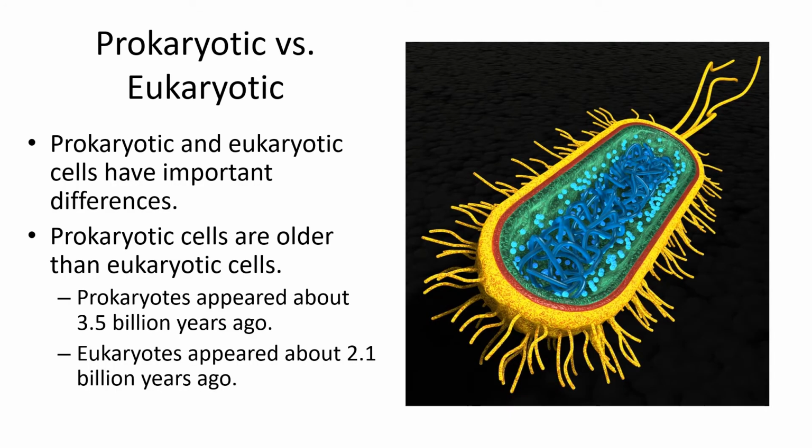Now, prokaryotes and eukaryotes are going to have some very big differences. The first thing to know about prokaryotes is that they are a lot older than eukaryotic cells. Prokaryotes are the first life forms that show up on the planet about 3.5 billion years ago. Eukaryotes aren't going to show up until about 2.1 billion years ago. So there's a substantial amount of time, billions of years, when the prokaryotes are all by themselves on the planet, and then we start to have the eukaryotes. And we'll talk about how the evolution from a prokaryote to a eukaryote took place.